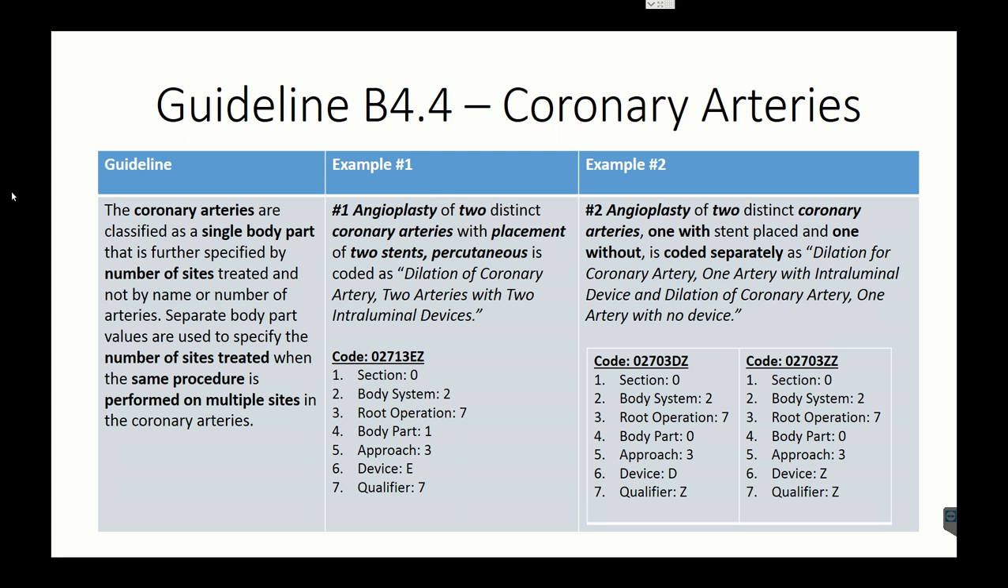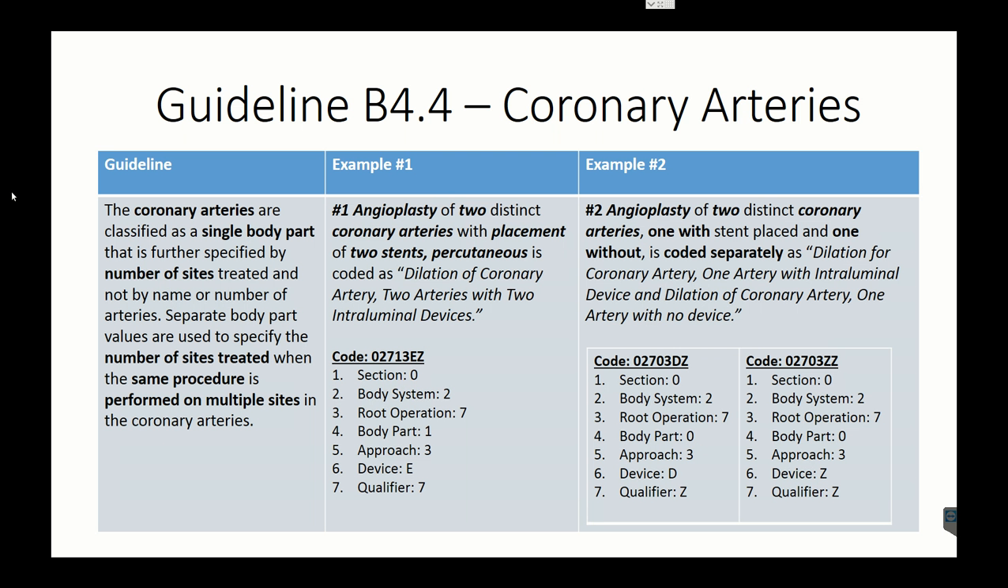The final guideline is guideline B4.4 for coronary arteries. The guideline states that the coronary arteries are classified as a single body part that is further specified by number of sites treated and not by name or number of arteries. Separate body part values are used to specify the number of sites treated when the same procedure is performed on multiple sites in the coronary artery.